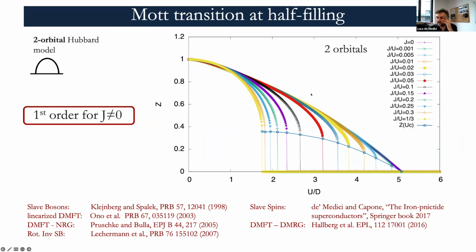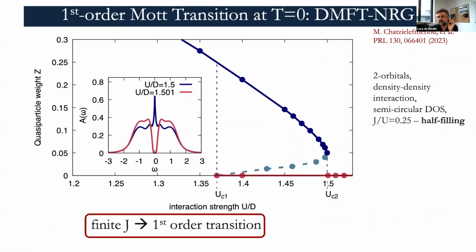becomes first order, as is illustrated here in the 2 orbital case, but it's true for all other cases. And this was, again, known in the literature from different techniques. So we wanted to really clarify this issue. And what we did, we studied with DMFT and numerical renormalization group at 0 temperature. So we realized that this transition, again illustrated here by the fact that Z drops from a metallic solution in blue to an insulating solution in red, which then goes on for a higher interaction strength.